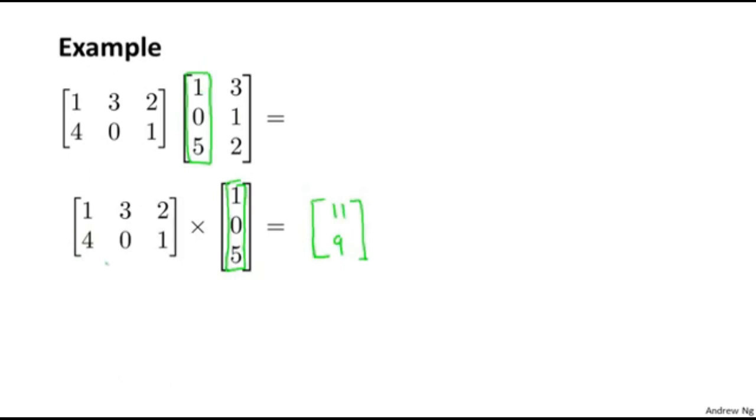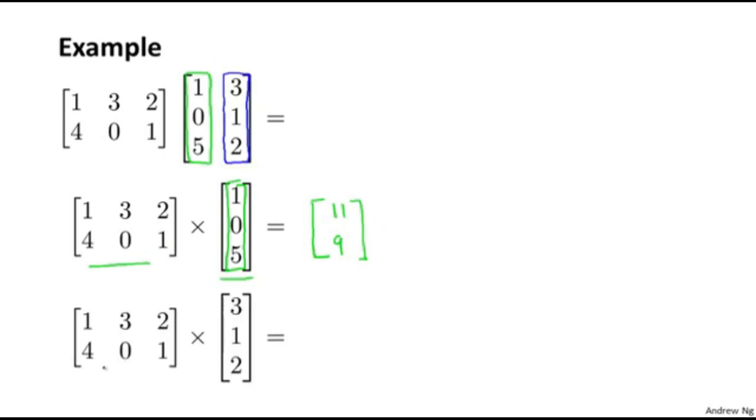So this is the same matrix vector multiplication as you saw in the last video. I worked this out in advance, so I know it's 11, 9. And then the second thing I'm going to do is pull out the second column of this matrix on the right, and I'm then going to take this matrix on the left, right?